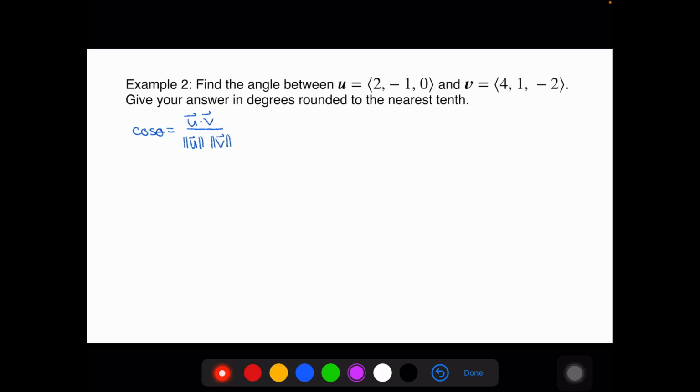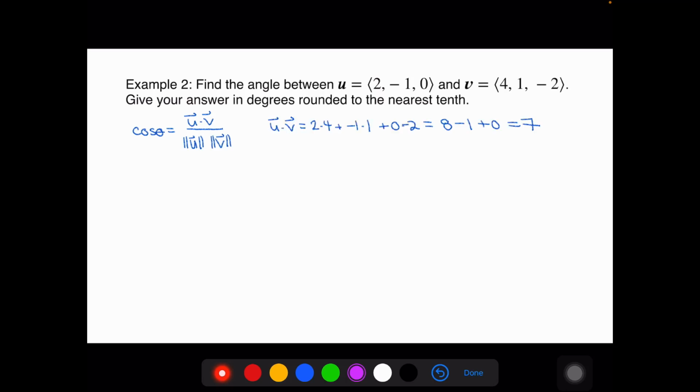So on the previous slide, we learned that u dot v equals magnitude of u times magnitude of v times cosine of theta. And so I just took that formula and rewrote it in a slightly different form. I solved it for cosine theta. So cosine theta would be u dot v divided by magnitude of u times magnitude of v.